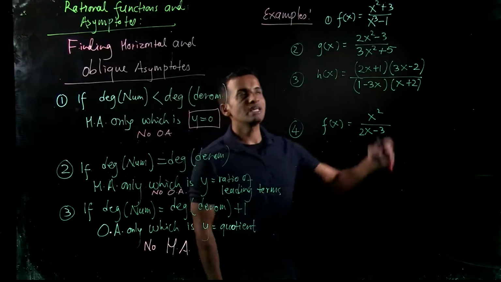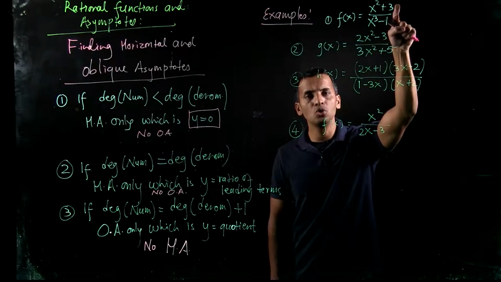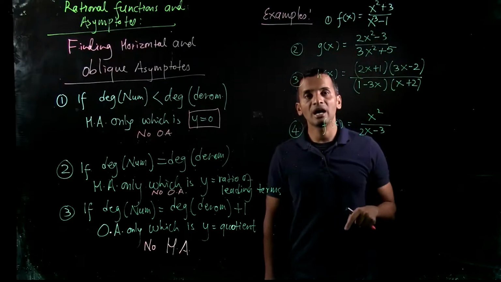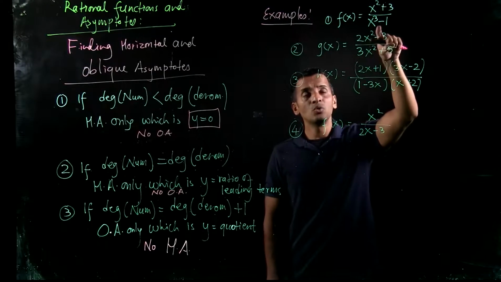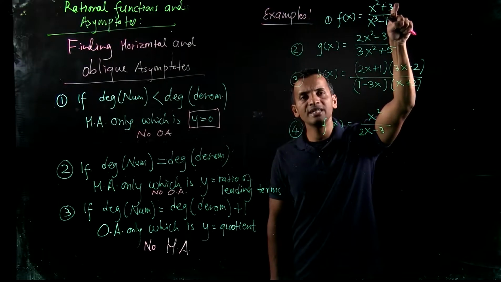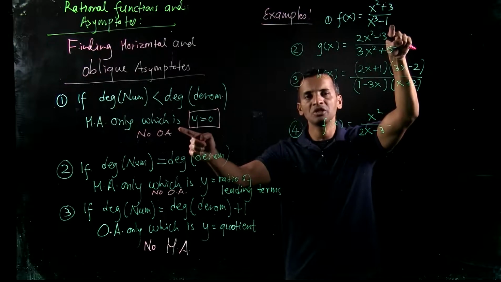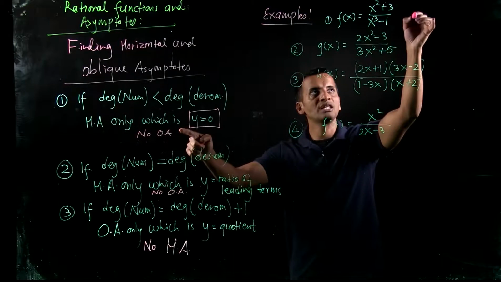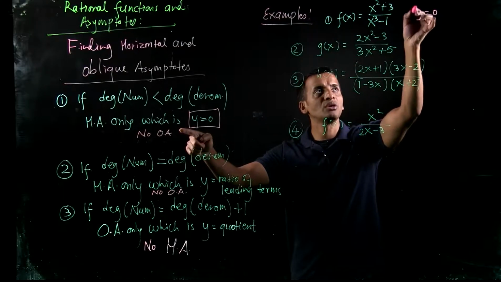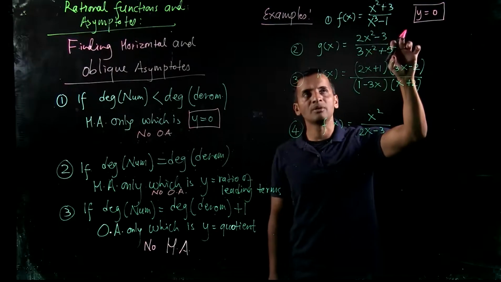Let's take an example. Example number 1. What is the degree of the top? It is 2. The degree is basically the highest exponent. What is the degree of the bottom? It is 3. So the top degree is less than the bottom degree, so it has only a horizontal asymptote, and as we mentioned in rule 1, the horizontal asymptote is y equals 0. Done.